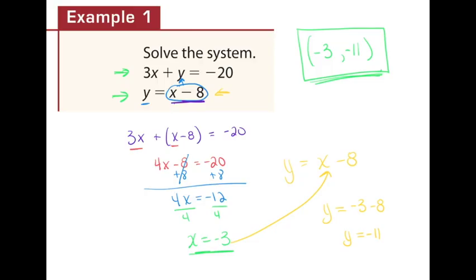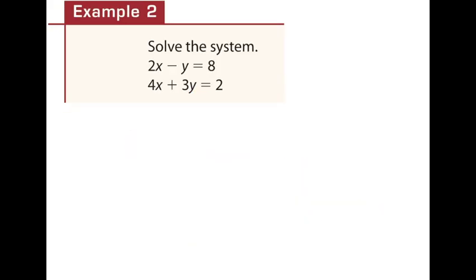So I already have a y by itself. You're just going to take it and plug it in for the y. Now you'll notice in this example, I do not have a variable by itself, all right? I have a 2 in front of my x here. I have a negative y here. I have 4x and a 3y. I don't have any variables by itself.